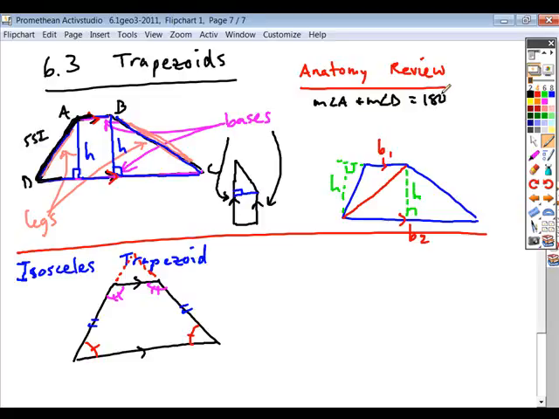It's going to add up to 180. Angle B and C are going to be the same. They're same side interior angles, so they will add up to 180. That's also true for isosceles trapezoid. It doesn't matter whether it's isosceles or not.